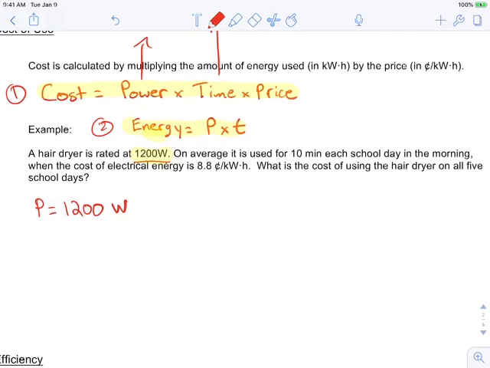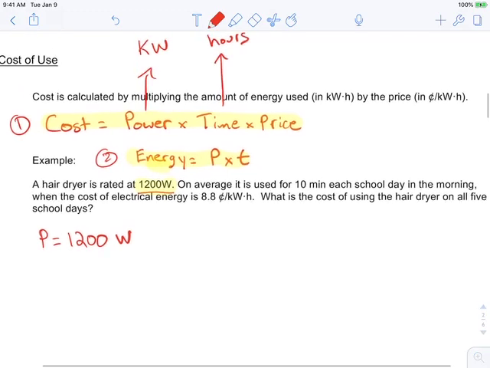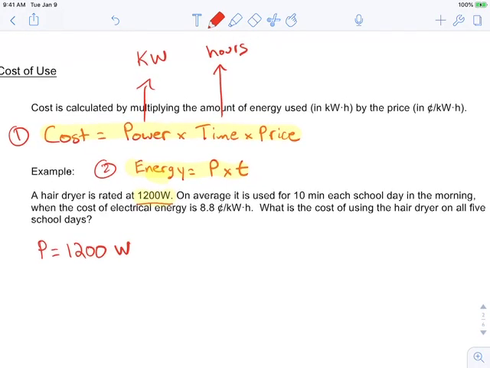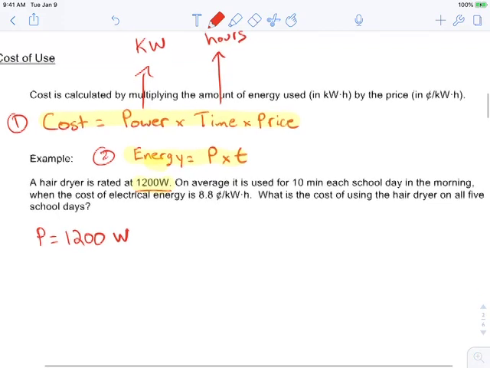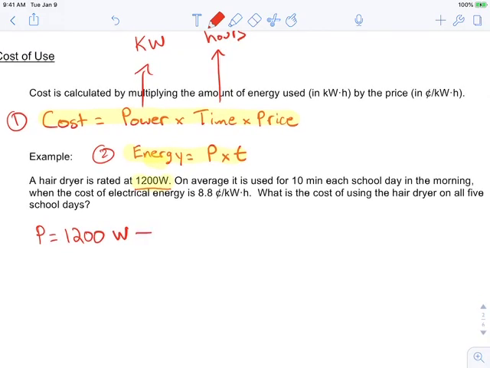But that should already be raising some alarm bells, because what did I just say? I said power always needs to be in kilowatts. So before we do anything, we need to convert those watts into kilowatts. And how do we do that? We, of course, divide by 1,000. So 1,200 divided by 1,000 is going to give you 1.2 kilowatts.